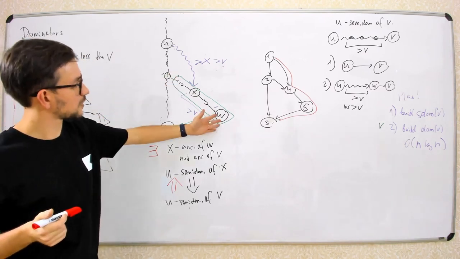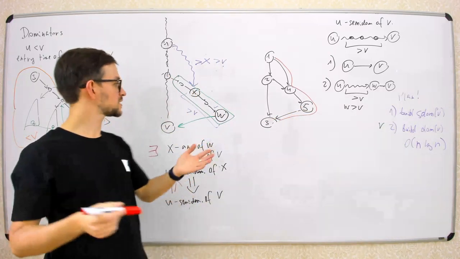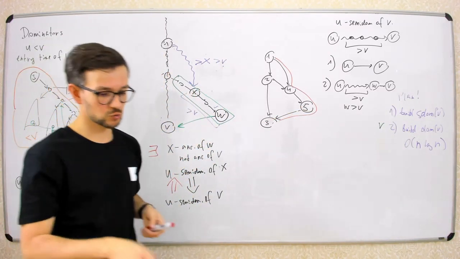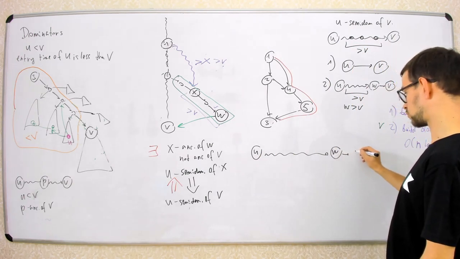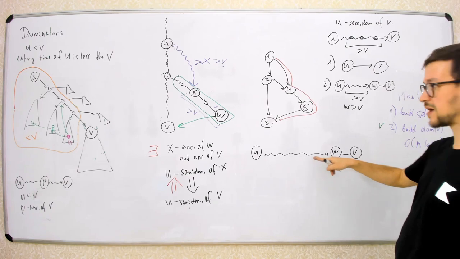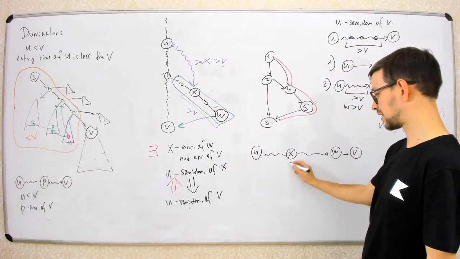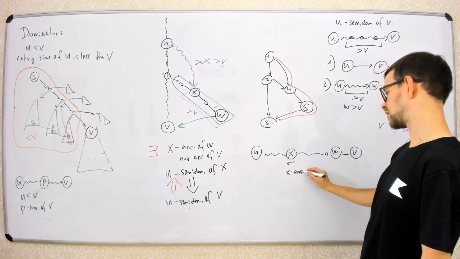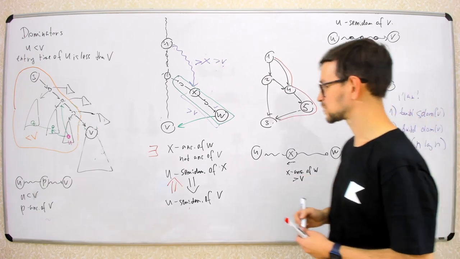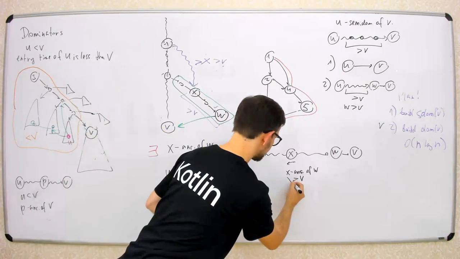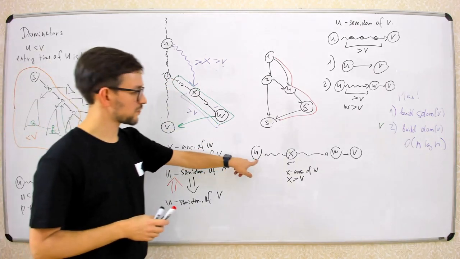How to do it? Again, we have some path from U to V that visits node W. In this path, let's find the first node which belongs to this branch. So we have this path from U to W and then to V. In this part, let's find the first, leftmost node, X, which is an ancestor of W and, let's say, greater than V. So it's not an ancestor of V. So let's find the leftmost node from this branch. Now, for this branch, we have this path from U to X.